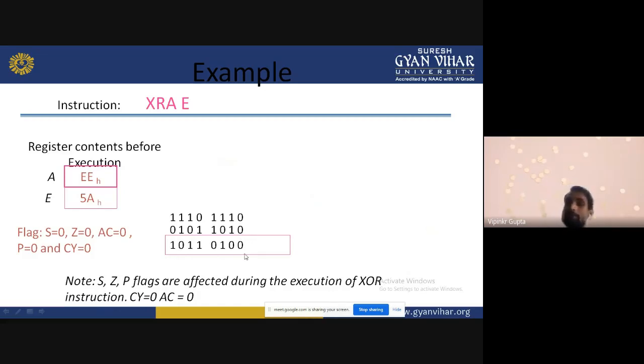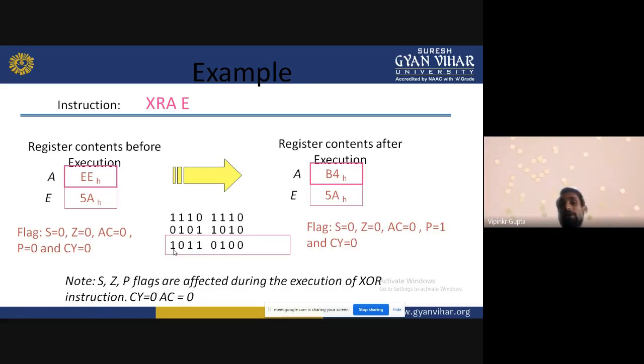So the output is 0. 1 XOR 1, so it's 0. 0 XOR 1 is 1. 1 XOR 0 is 1. 1 XOR 1, 0. 0 XOR 1, 1. 1 XOR 0, 1. Now what are we doing? We convert this number into a hexadecimal number. So what did you get? This is equivalent to B and this is equivalent to 4.